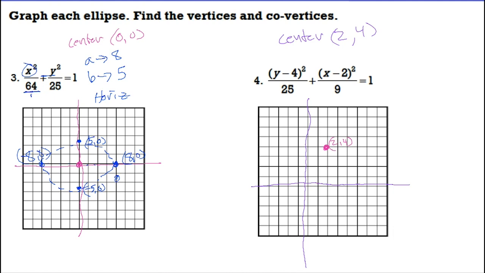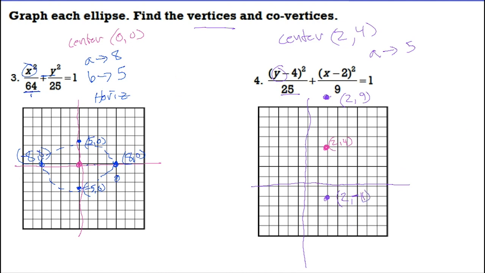And then let's go find the larger number. The larger number is the distance from the center to the vertex. So a is the square root of 25, which is 5, and it's in this direction. So 1, 2, 3, 4. Oh, one more here. 5. So that's 5 units above this value. So it's 2, 9. And the other one is 5 units below. 1, 2, 3, 4, and 5. So it's 2 comma 5 minus, or take away 4 is negative 1.